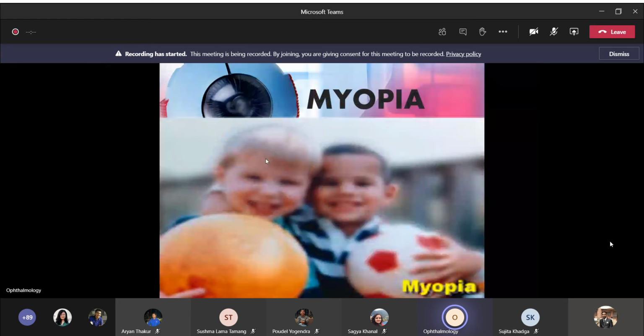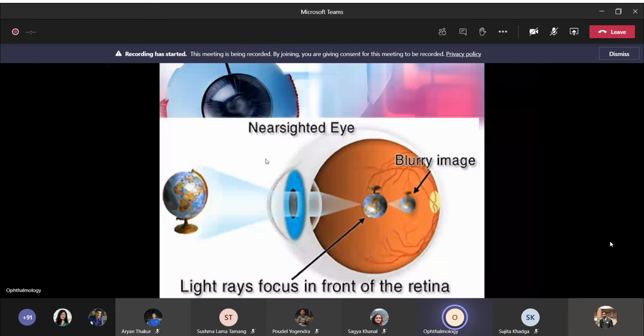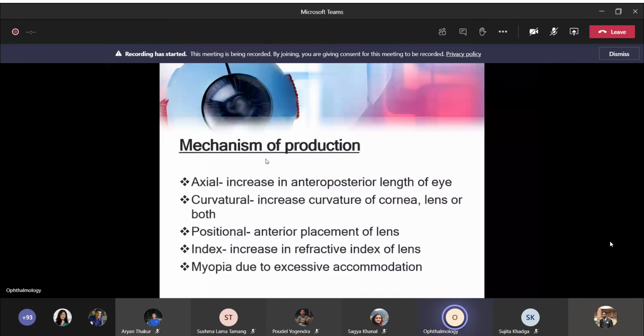Now myopia. Everybody knows about myopia. It means short-sightedness, and the clear definition of myopia is that parallel rays of light coming from infinity are focused in front of the retina with accommodation at rest. You can see in this picture the globe's image is focused in front of the retina, and the picture that reaches the retina seems blurred. Now, the mechanism of production of myopia is axial increase. Axial increase means the anterior posterior length increases, the whole eyeball stretches, and myopia occurs.